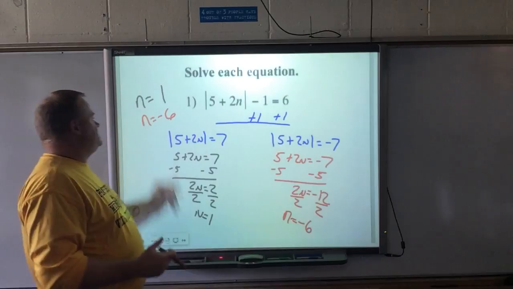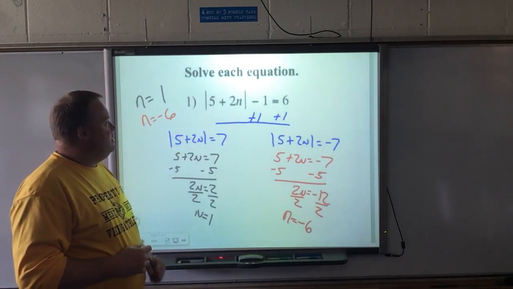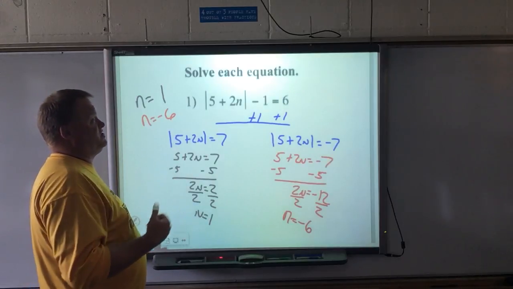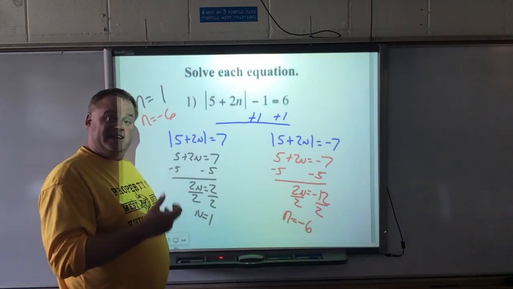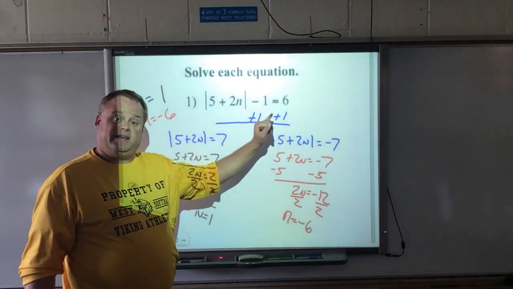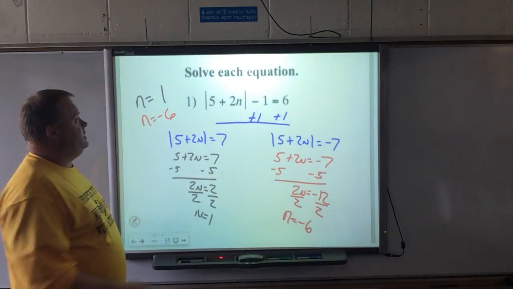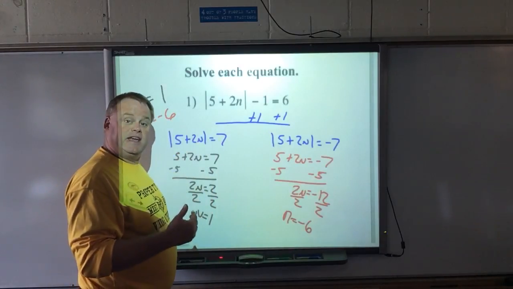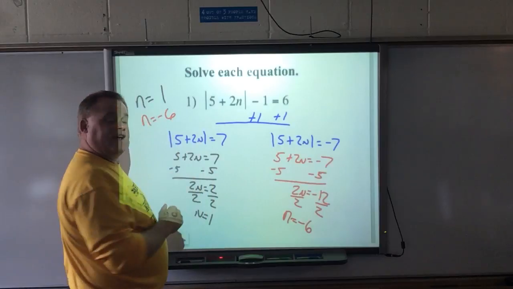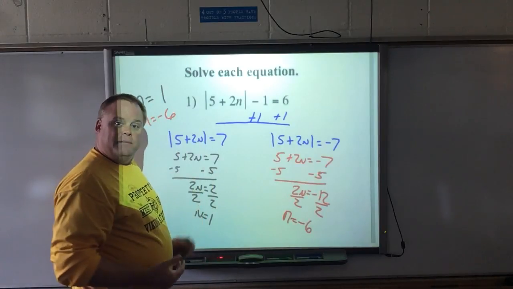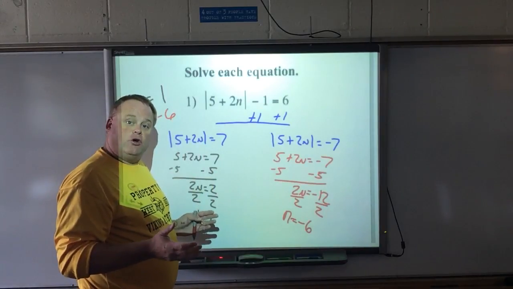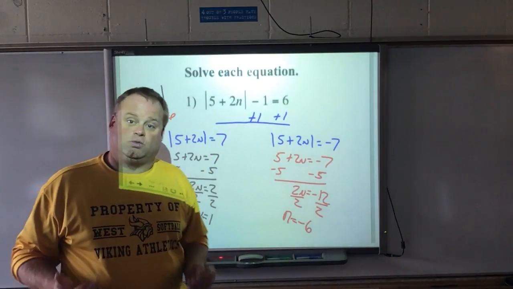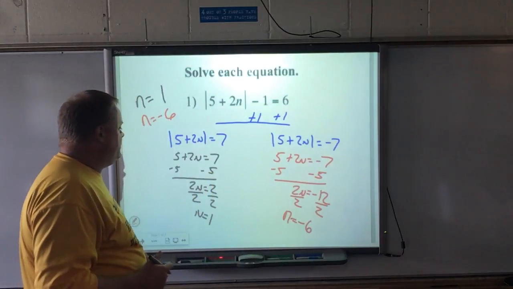And that should make sense, because if I plug the 1 in for n, 5 plus 2 times 1, or 2, so that's 5 plus 2 is 7. Absolute value of 7 is 7. 7 minus 1 is 6. Conversely, I have negative 6 in for n. That's 2 times negative 6, which is negative 12. 5 plus negative 12 is negative 7. But the absolute value of negative 7, as we know, is a positive 7. So that would be 7 minus 1, and that is equal to 6 as well. Okay? So that's why we do it to both.